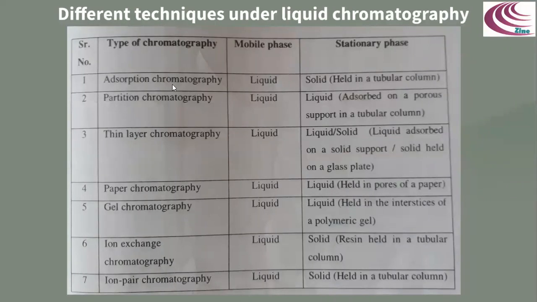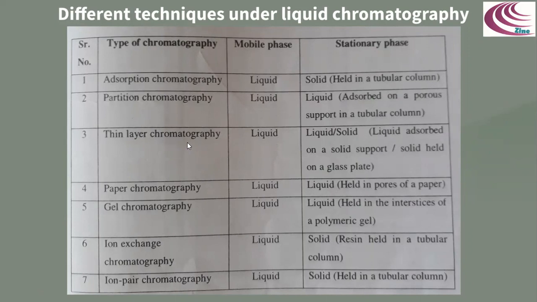As you are aware, in adsorption chromatography, the mobile phase is liquid and the stationary phase is solid, which is held in a tubular column. In partition chromatography, the mobile phase is liquid, the stationary phase is liquid. So here, liquid is adsorbed on a porous support in a tubular column, or maybe in the case of paper chromatography, whatever water droplet molecules are there, they play the role of stationary phase, which are held in fibers of cellulose filter paper.